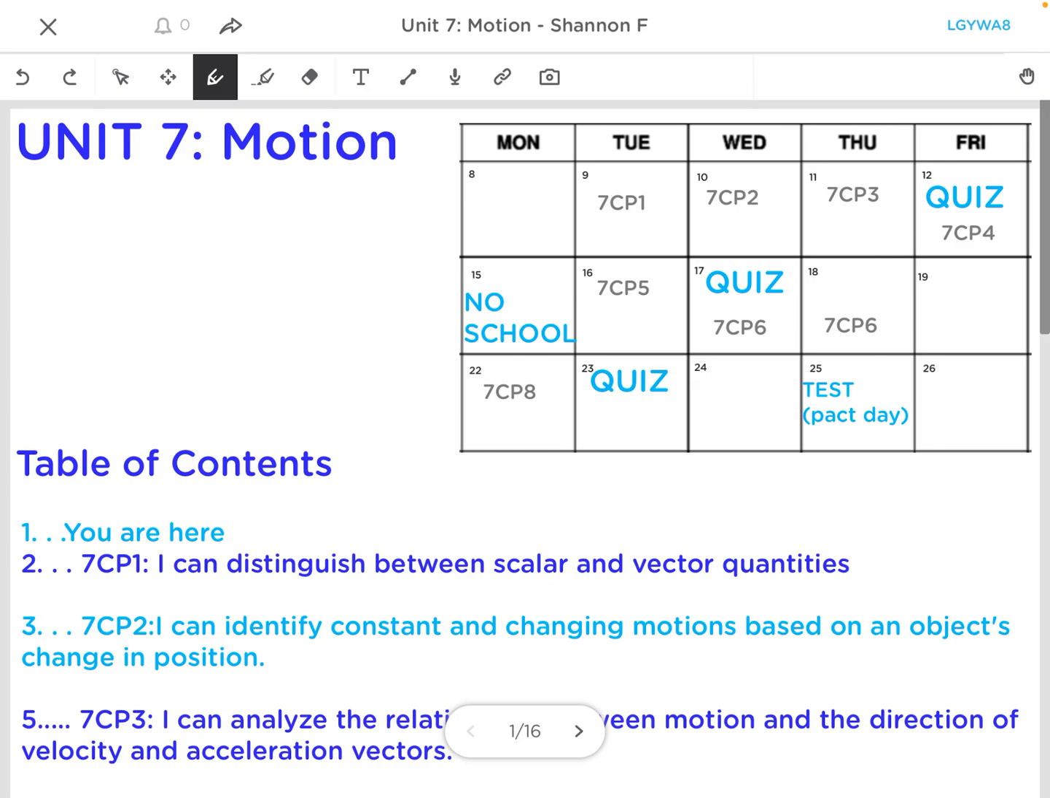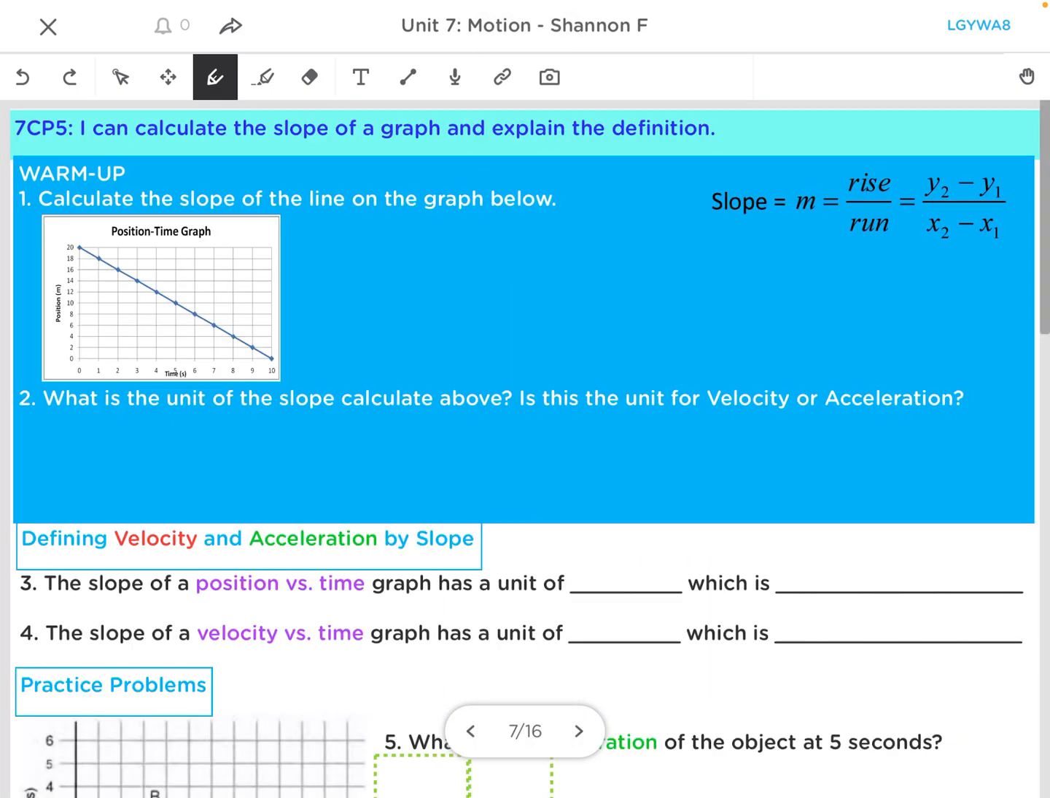We are going to go to slide 7 and learn about slope today. You've probably calculated slope in your math class before, and you'll see that over here to the right, the equation for slope is given to you.